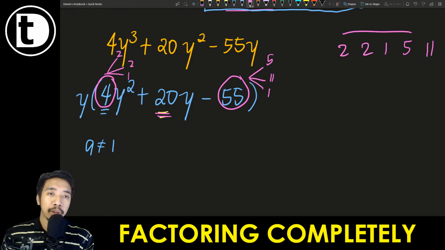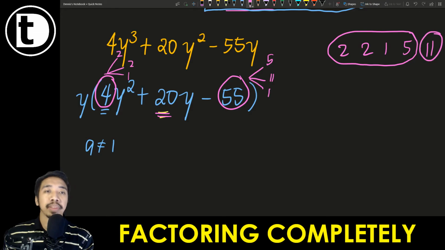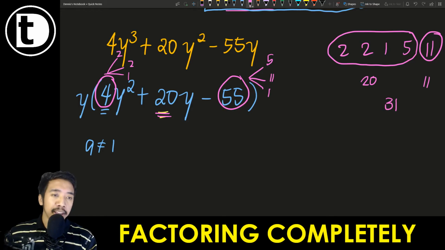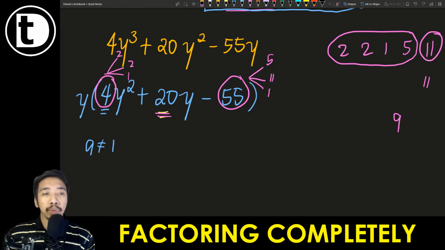For example, 2, 2, 5, and 11. So this is like 20, right? 2 times 2 is 4. 4 times 5 is 20. And 20 times 1 is still 20. And then we have 11. As you can see, guys, it can either be 31 or 9, if you add or subtract. So that's still not the grouping that we need.